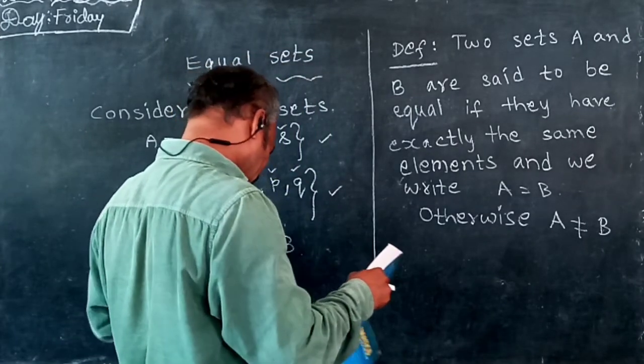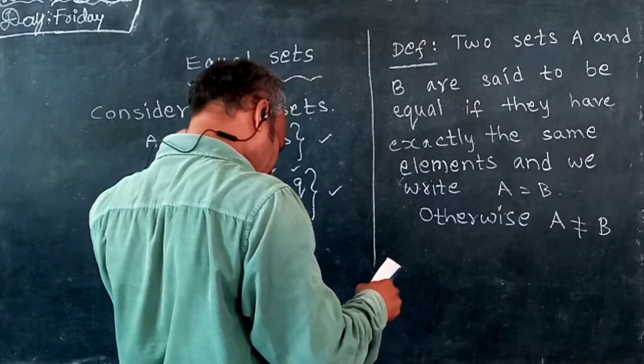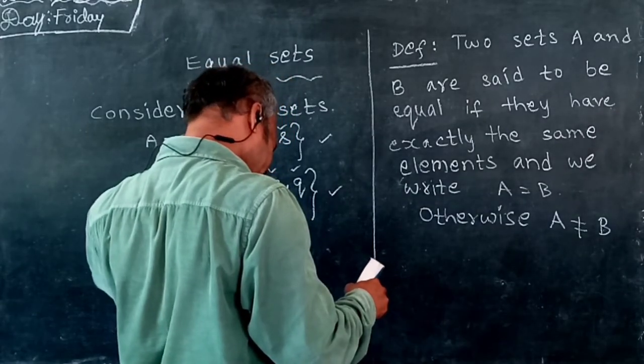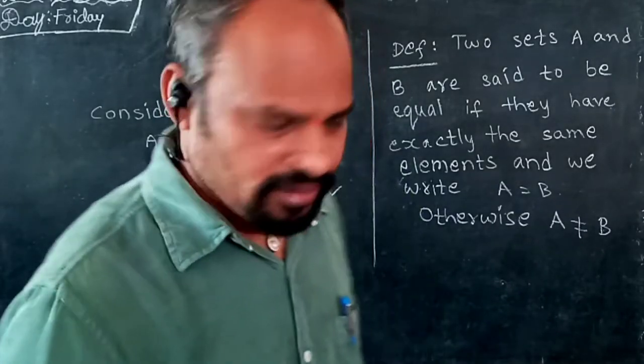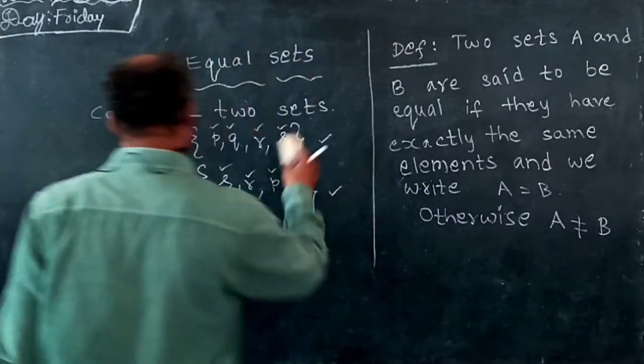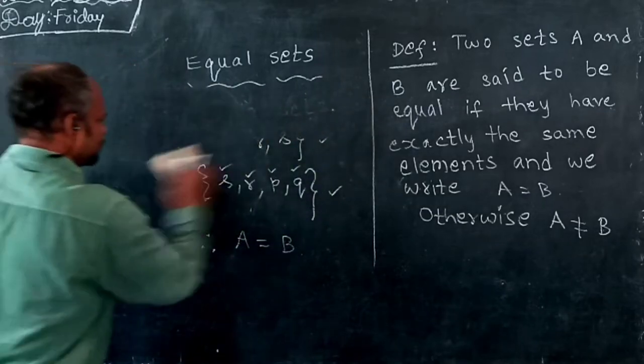We will see some examples related to this so that you will get the idea. That means when some sets are given, how do you decide whether they are equal sets or not equal?